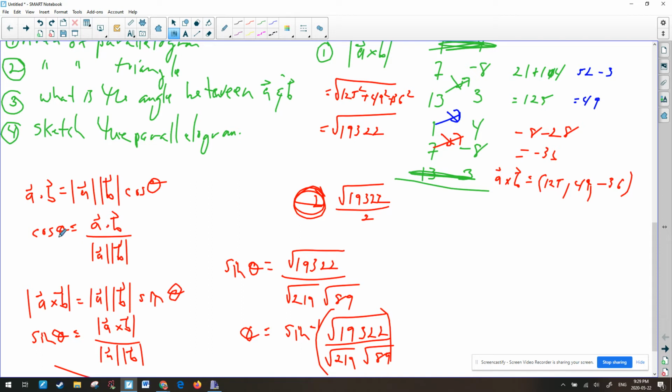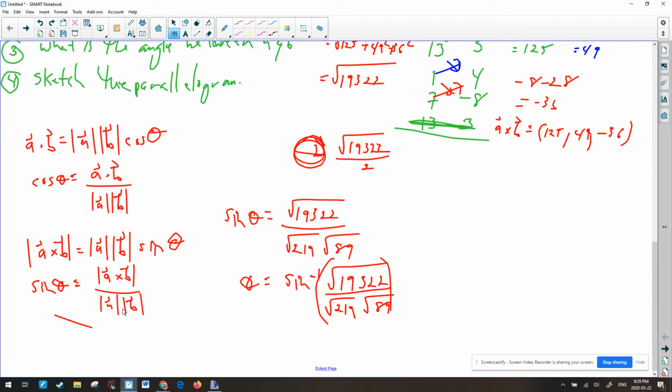We also could have totally done it with the dot product definition. But if you've already got the cross product done, you're good to go. Okay, lovely. On we go. Now, the last thing that we want to do is we want to sketch that parallelogram. Okay, easy peasy.